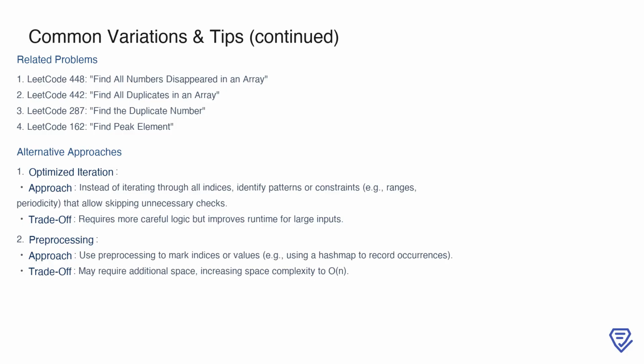Another option is pre-processing, where you use additional structures to mark indices or values, such as a hash map to record occurrences. While this approach often simplifies the main logic, it does come at the cost of increased space complexity, typically O(n). These alternatives can be powerful tools depending on the specific constraints and size of the input.